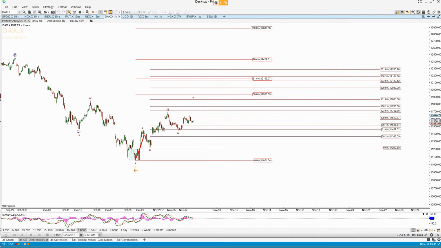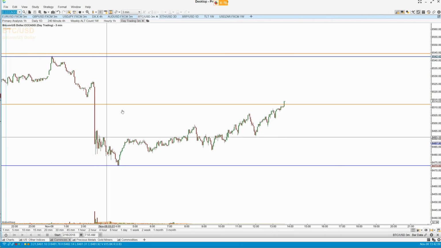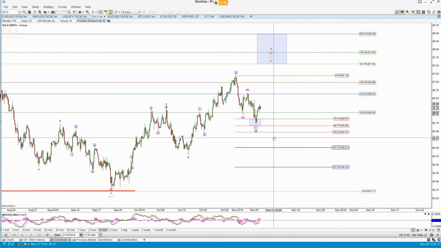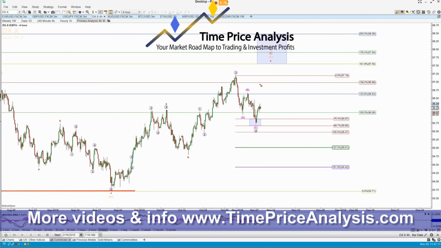German DAX, I'm looking for this push up to 11,863 in this diagonal. I think we've got a 1, 2, 3, 4, and this is the A, B. I'm looking for a C of this 5 up in the German DAX to the 11,863. See that and hold a pullback, then I'd be interested in taking the trade to the long side in the DAX.